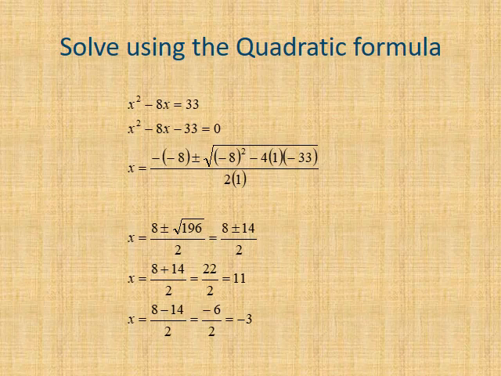Finally, it will be 8 plus or minus root 196 over 2, which means 8 plus or minus 14 over 2. Finally, 8 plus 14 over 2 is equal to 11, or 8 minus 14 over 2 which is equal to negative 3. So the solution set is 11, negative 3.